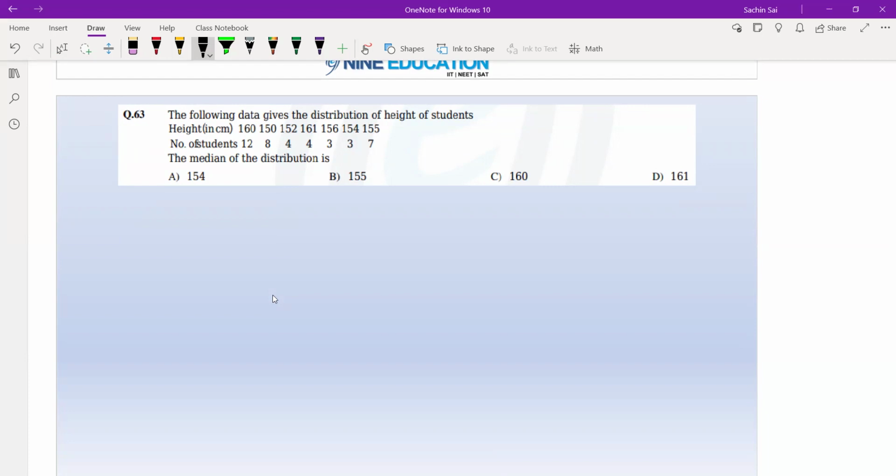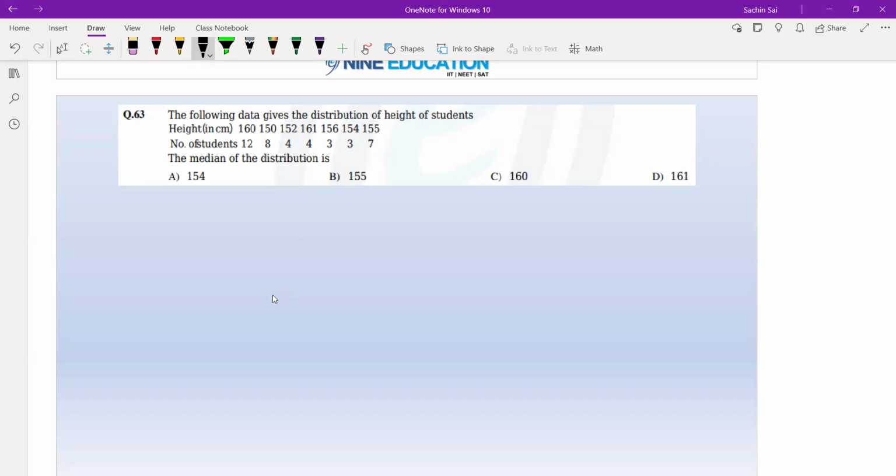Question 63. The height of the students is given, right? And the median of the distribution is being asked. Now, how do you find the median of the distribution? First, you have to sort the data given so that all the observations are in ascending order, right?